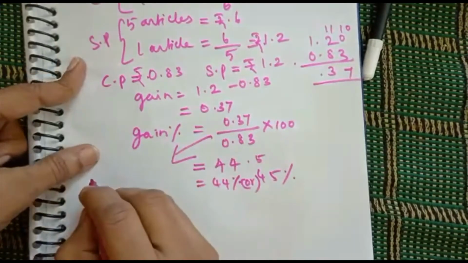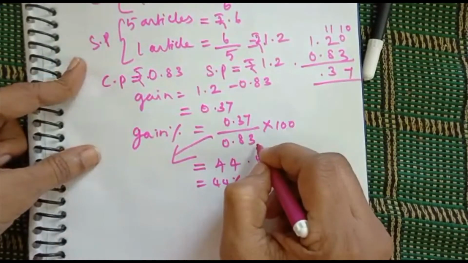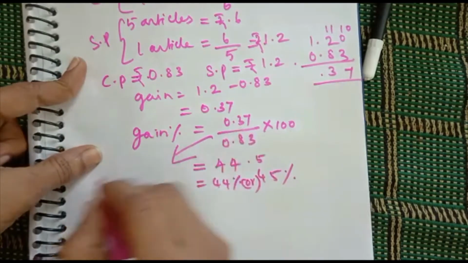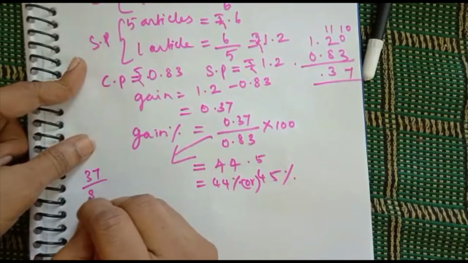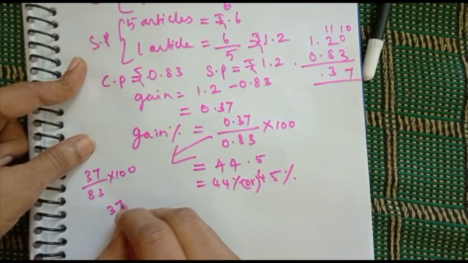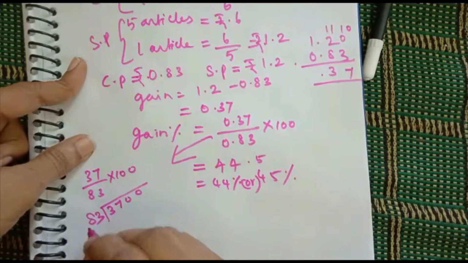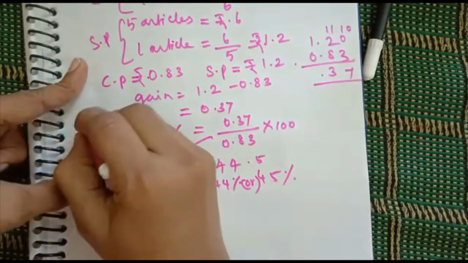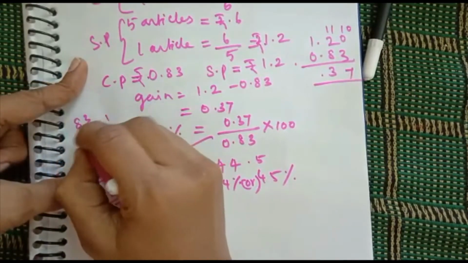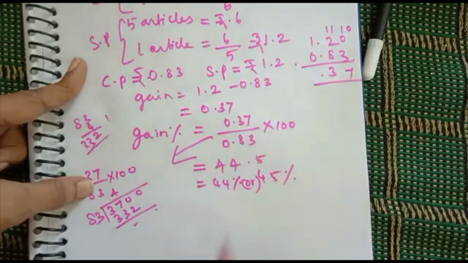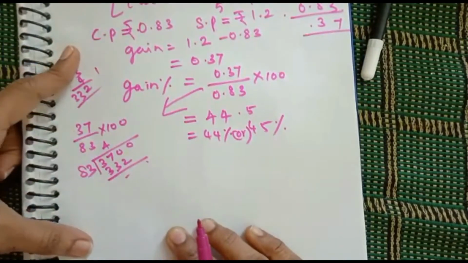Here you just multiply by 100 by 100, because there are 2 decimal places. So it will be 37 by 83 into 100. Then you can simplify it. Is it easy? Is it clear?